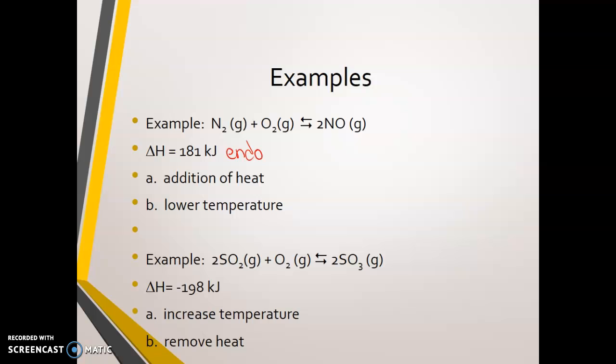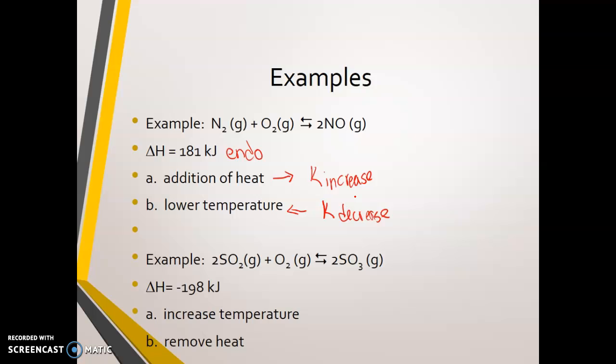So with endothermic reactions, when you add heat or you increase the temperature, you're going to shift it to the right, and K will increase. Similarly, if you have an endothermic reaction and you lower the temperature, so you're decreasing the temperature, you're going to shift the reaction to the left, and this is going to cause K to decrease.